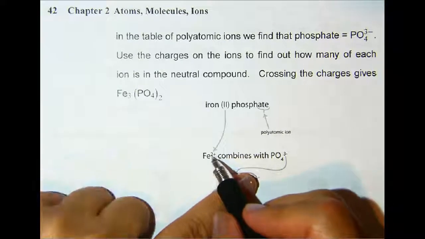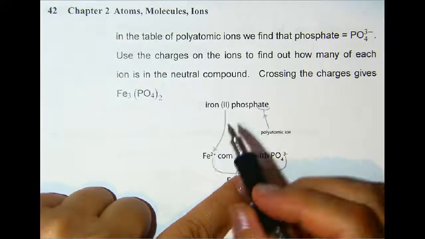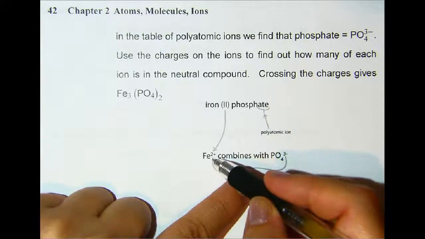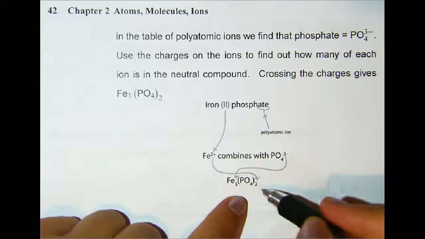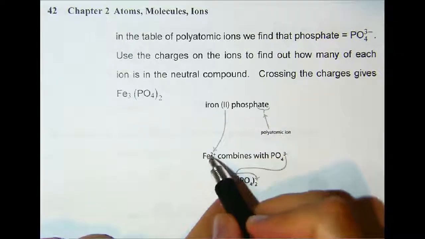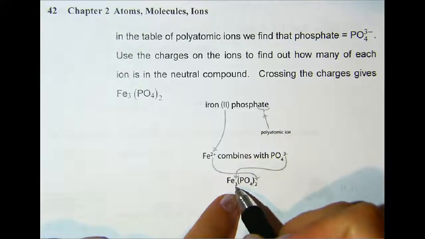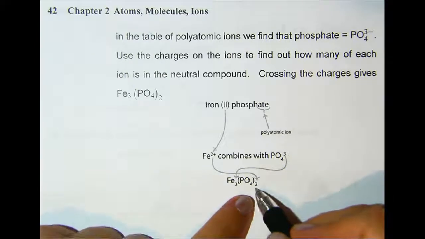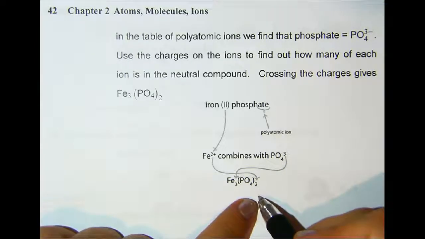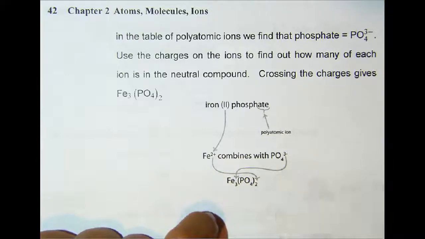Remember the common factor of 2 and 3 is 6, so I'm going to need 3 irons and 2 phosphates in order to balance out these charges. Note, +2 times 3 is a +6 overall. -3 times 2 is a -6 overall, and that's going to balance out.